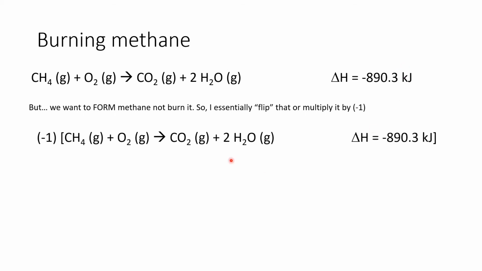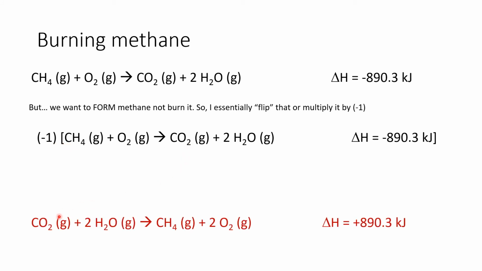So if I multiply my reaction by -1, then I reverse it. So CO2 plus 2H2O now on the reactant side yields on the product side CH4 plus 2O2, and I reverse the sign of my delta H. So now instead of negative 890.3 kilojoules, it's positive 890.3 kilojoules. All right. So right now, and I color coded this in red, and it's going to be on all the slides following, and then we'll stack things up as we go.